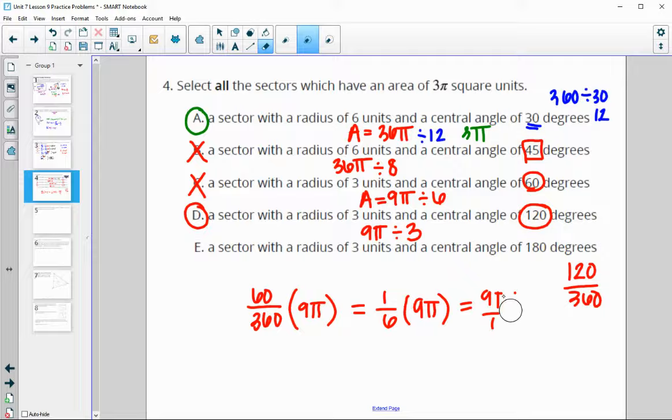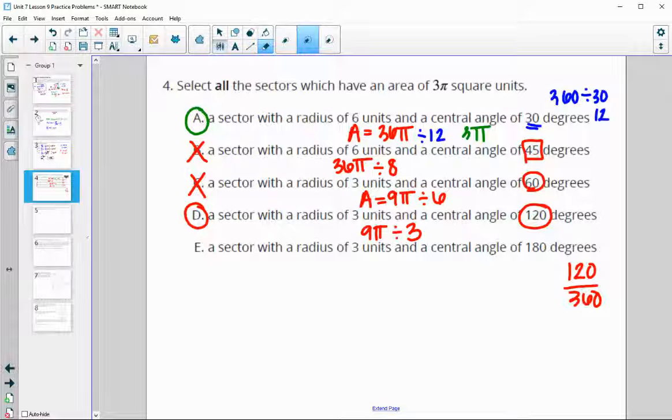Let me get rid of this. Okay, 120 over 360 gives you your portion of the circle. It is 1/3. And dividing by 3 and multiplying by 1/3 are the same thing.